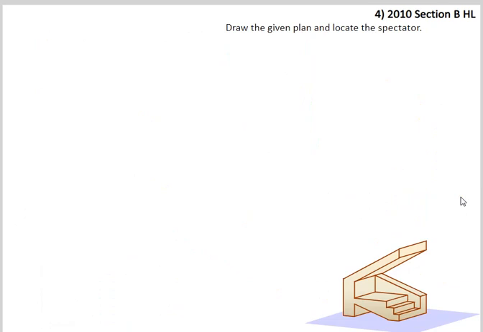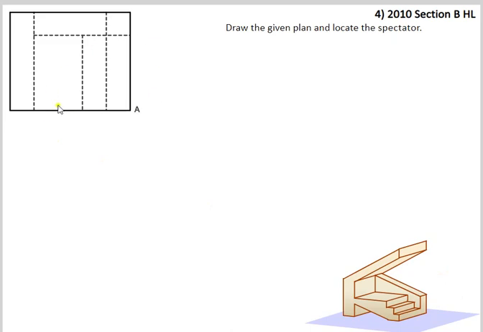Now we'll have a look at what a long question in perspective will look like. Now this here is from section B on the higher level paper from 2010. So basically it looks like a roof section with steps up onto it. So what we have here is different slopes here, and then we have other slopes here. When we see a question like this, we know there are auxiliary vanishing points needed.